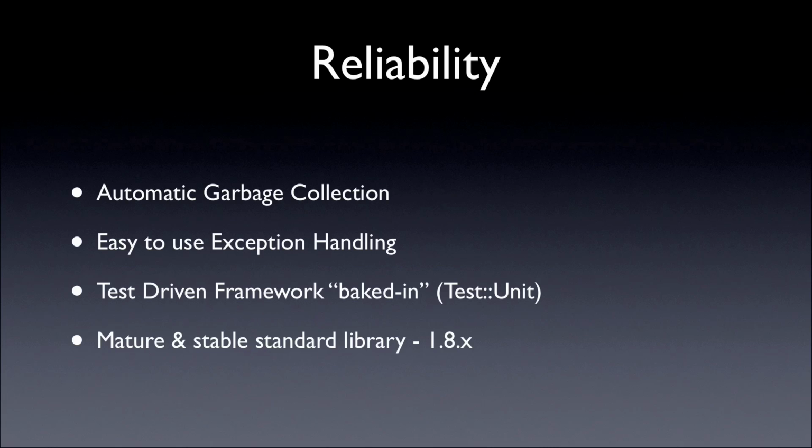Reliability is a very important criterion when evaluating any programming language. Ruby offers a lot of native functionality that allows programmers to build reliable software. Like in Java and other modern OO languages, garbage collection is automated, leaving memory management to the runtime.